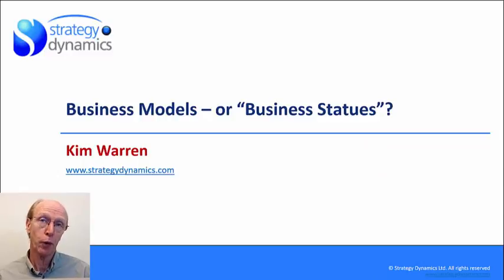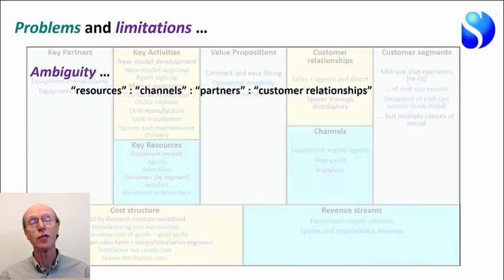So the first of the problems that arises is that there's a lot of ambiguity in the language that's used to describe the elements of a business model. So words like resources and channels and partners and customer relationships are used somewhat indiscriminately. And the difficulty with that is that different people may use the same word to mean different things and may use different words to mean the same thing, which at best is going to lead to some confusion and at worst could make the model actually rather limited in its use at all.